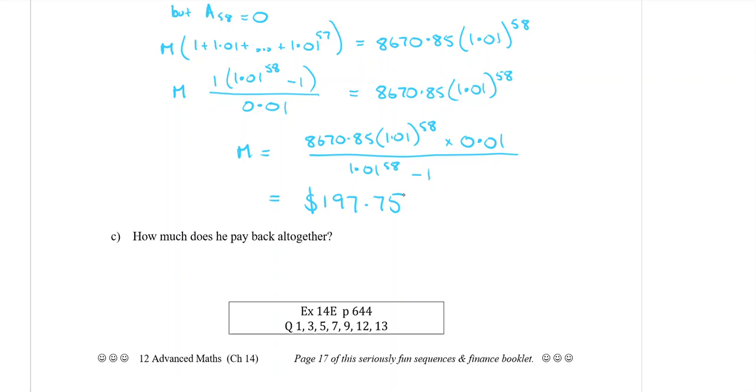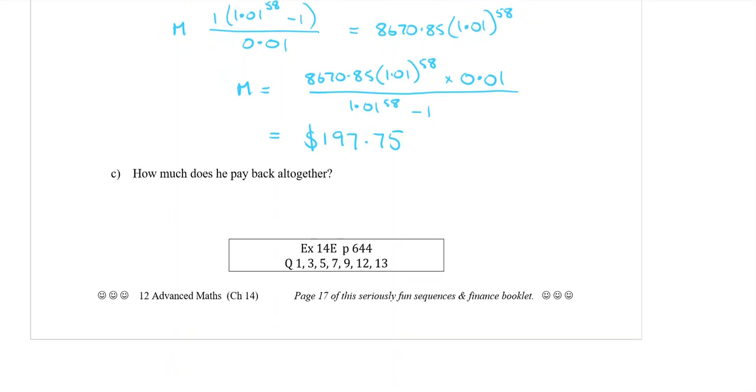Part C, how much does he pay back altogether? The loan was 8,500. Let's see how much he actually pays. He paid 197.75 every month for how many months? 58, because he didn't pay for the first 2. So 58 months, and when you times that together, he paid 11,469.21. So there's an extra $3,000, $3.5 nearly, that he's paid in interest. All right.